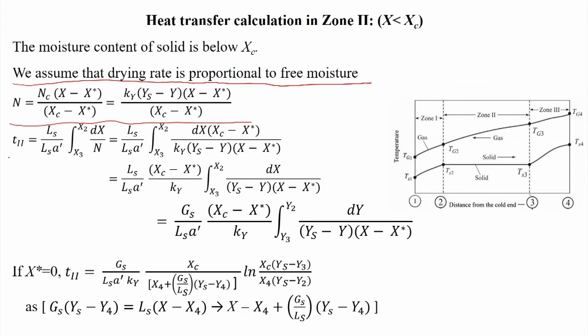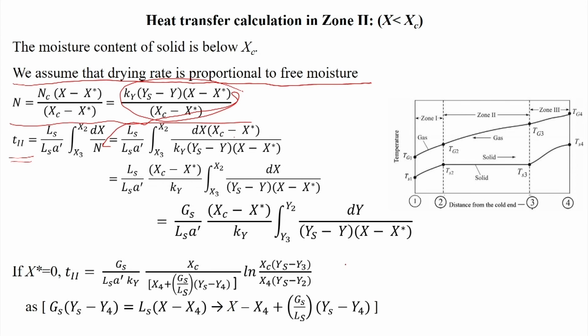For that case, in the same way, t will be equal to Ls by (Ls into a prime) into the integral from X3 to X2 of dX by N, and we put the formula for N here. We get Ls by (Ls into a prime) into the integral from X3 to X2 of dX into (Xc minus X star) by Ky into (Ys minus Y) into (X minus X star). After manipulation, we take out the constant parameters, Ls by (Ls into a prime) into (Xc minus X star) and Ky, and we get the integral from X3 to X2 of dX by (Ys minus Y) into (X minus X star).